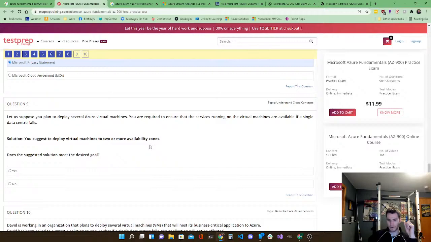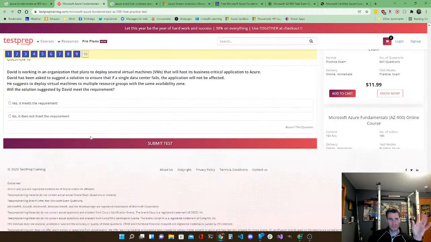And so from what I remember, availability zones are basically different data centers. I think they're different data centers that are not in the same local region. And so if one of them went down, then yeah, you could fail over to another one. And so I think that would meet the desired goal.